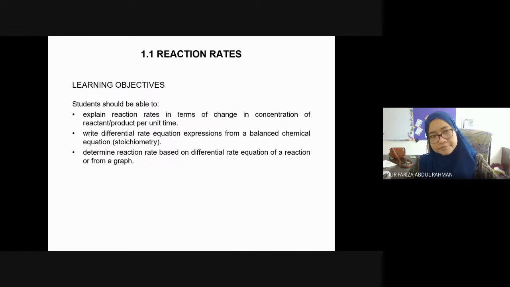All right, let's start with 1.1, the learning objectives. We have 3 learning objectives for this 1.1. Make sure that you cover all of that.